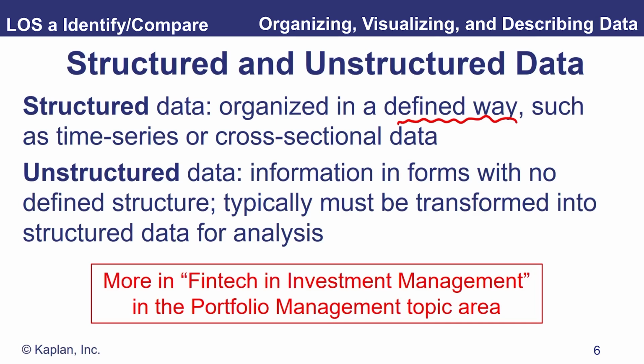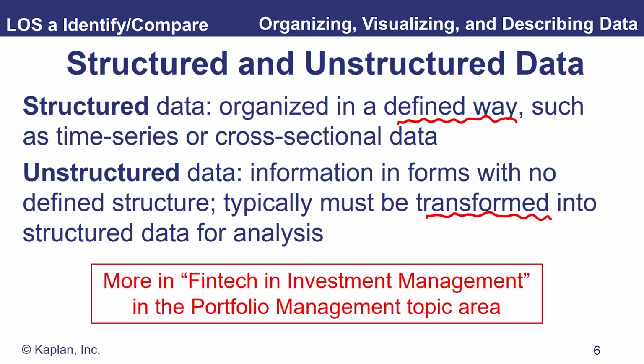of stuff. So we're thinking about things like emails, social media posts, videos, images, audio, sensor data, all of that kind of stuff. The idea is it's predominantly qualitative data, and therefore we must transform it into structured data before we analyze it. In other words, we need to be able to extract the numerical data from this qualitative unstructured data. Okay, and we're going to see that in fintech, in investment management, in the portfolio management topic area.